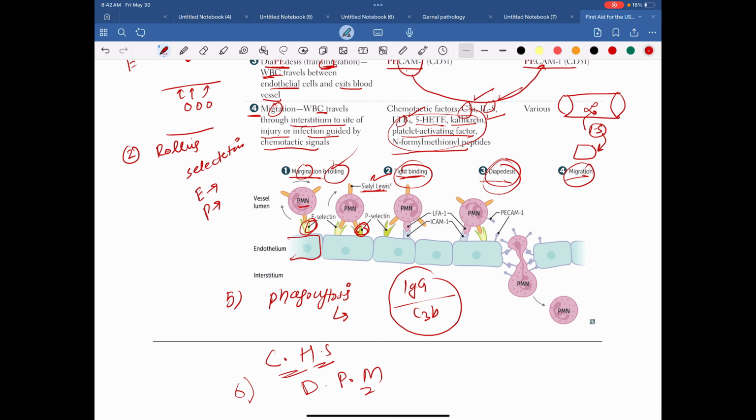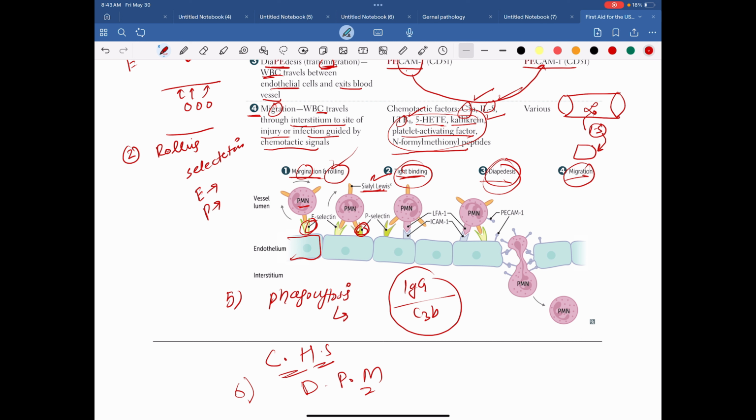Then according to each step we have different diseases. They can ask leukocyte adhesion deficiency is a problem in which step. It is a problem in margination and rolling, because there are different kinds of leukocyte adhesion deficiency, type 1 and type 2. Then Chediak-Higashi syndrome occurs when the problem is in phagocytosis. So these are the important steps you have to remember.